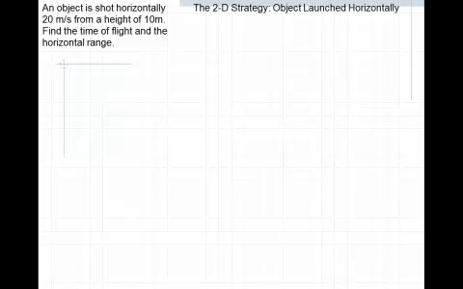So let's look at a problem in 2 dimensions where we're launching an object horizontally. It's an object that's shot horizontally at 20 meters per second from a height of 10 meters. We're going to find the time of flight and the horizontal range.